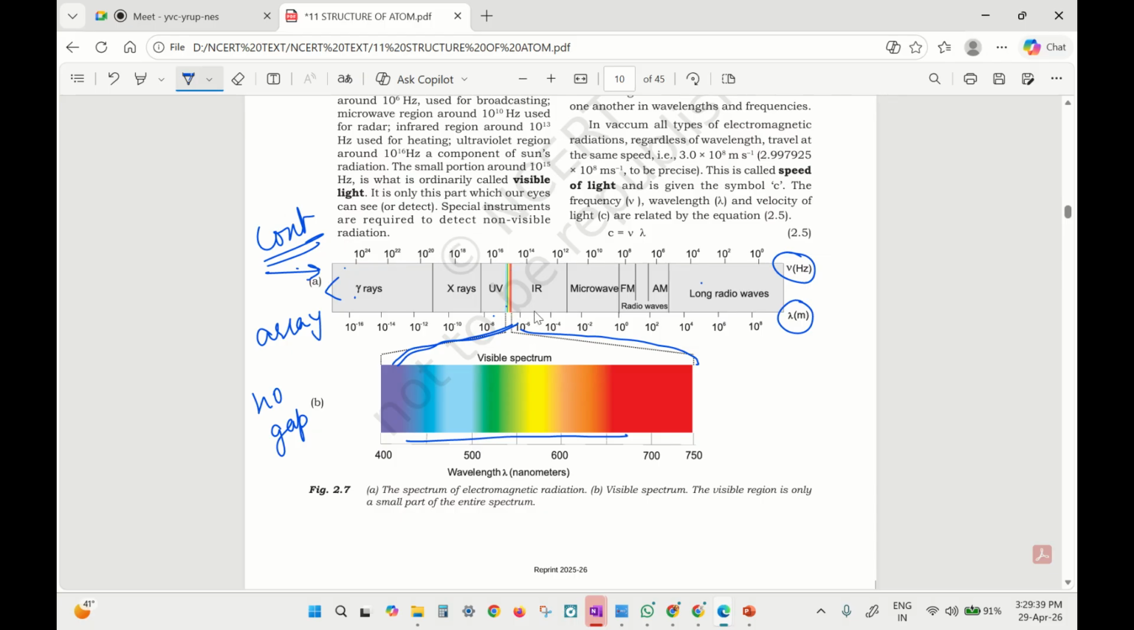Now, if I go for, say, 400 nanometer, it is violet in color. 500 nanometer, or somewhere here, it is perfectly green. Correct? This is around 700, it is perfectly red. But what I'm saying is, if you go and choose a particular wavelength value, correspondingly, there will be one electromagnetic radiation present. That means it is continuous, no gap at all.